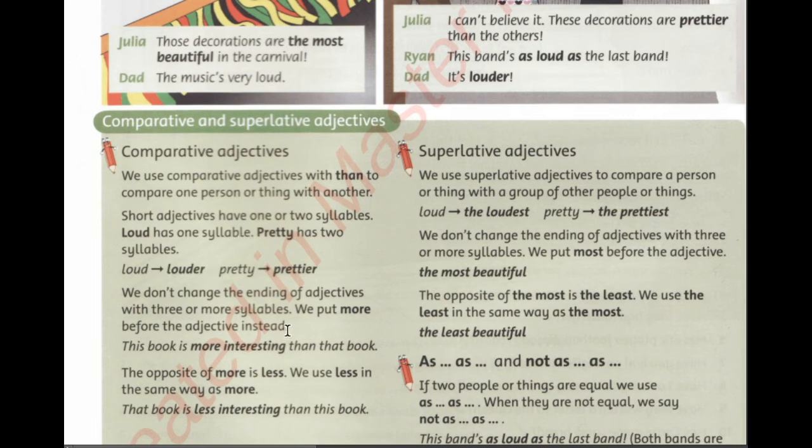For all words that have more than one syllable, we add the word more in front. So in front comes the word more, then we have the word interesting. Should we write interesting? When we write it, interesting has four syllables. But in speaking, we say interesting, so we have three syllables. So more interesting. And then we have the word than. So more interesting than. This book is more interesting than that book.